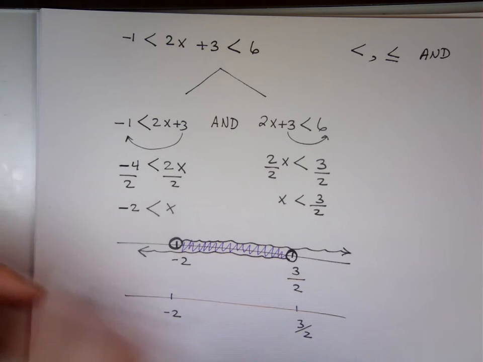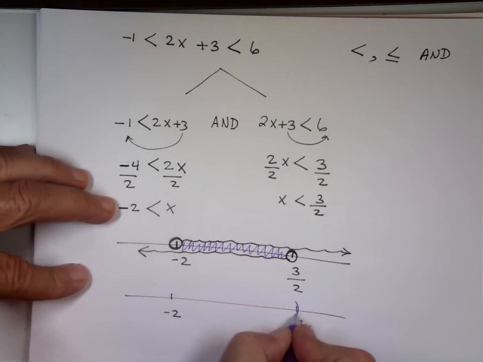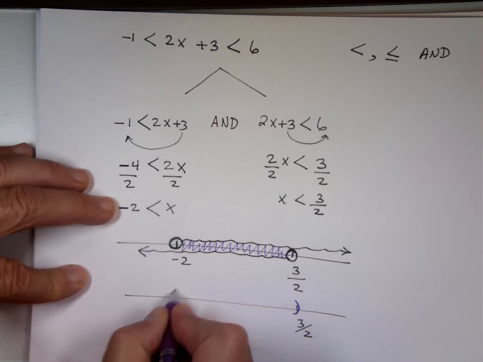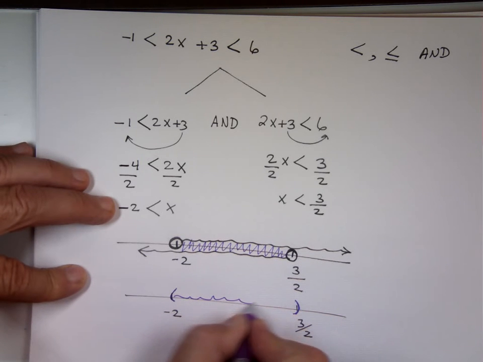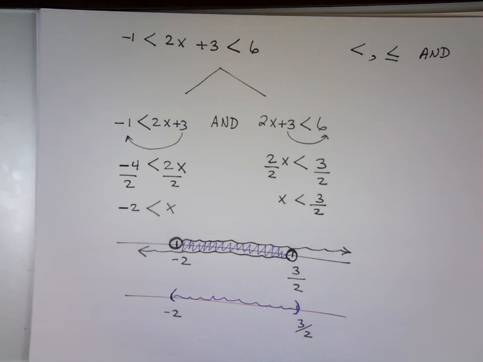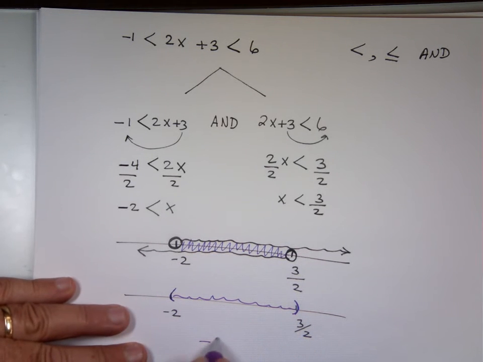So your answer: parentheses, not brackets, and what's in between them. So from negative 2 all the way to 3/2.